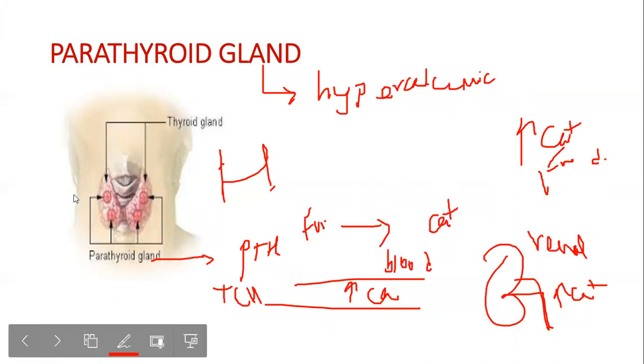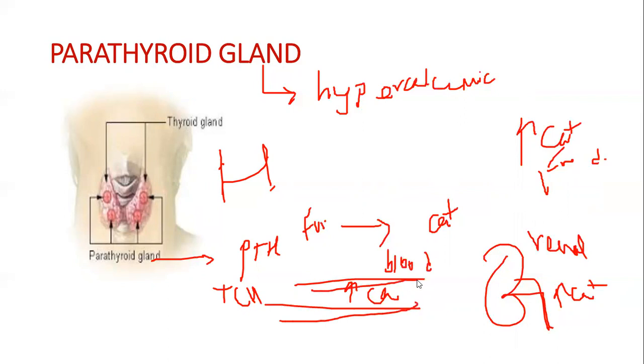So let me go through it again. Parathyroid gland produces parathyroid hormone, and there are four glands situated, and the main function is to increase the calcium levels in the blood. It is also increasing the reabsorption of calcium from the renal tubules, and not just that, from the digested food also it is increasing calcium. So basically there's a lot of calcium. That's why this gland's main function is to produce hormones which are hypercalcemic in nature.